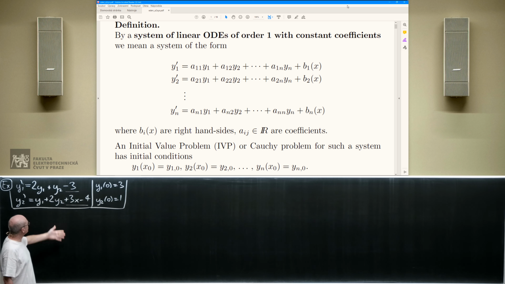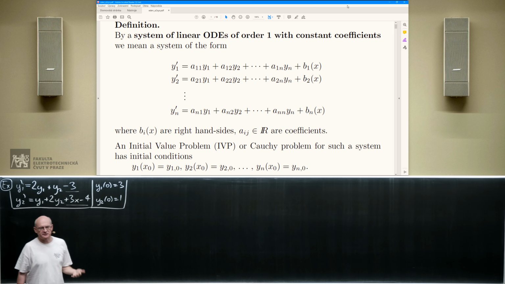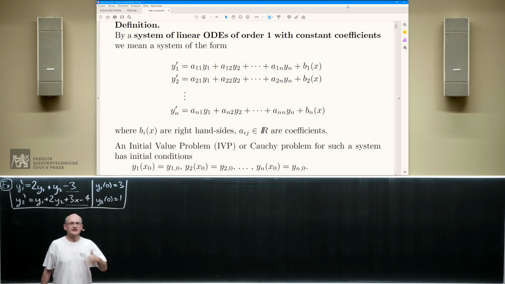Now, when we have a system, we are typically asking for a general solution. We expect to find infinitely many of them, if there are any. But sometimes we are interested in a specific process which is governed by the system. Then we are looking for a particular solution. And one way to specify it is initial conditions. So here is an example of initial conditions.